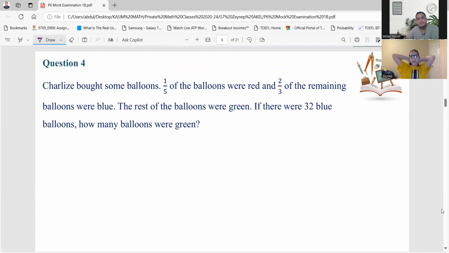Read the question. Charlize bought some balloons. 1/5 of the balloons were red and 2/3 of the remaining balloons were blue. The rest of the balloons were green. If there were 32 blue balloons, how many balloons were green?